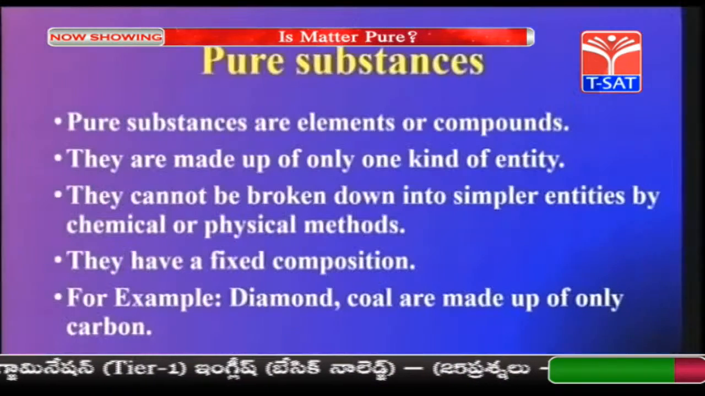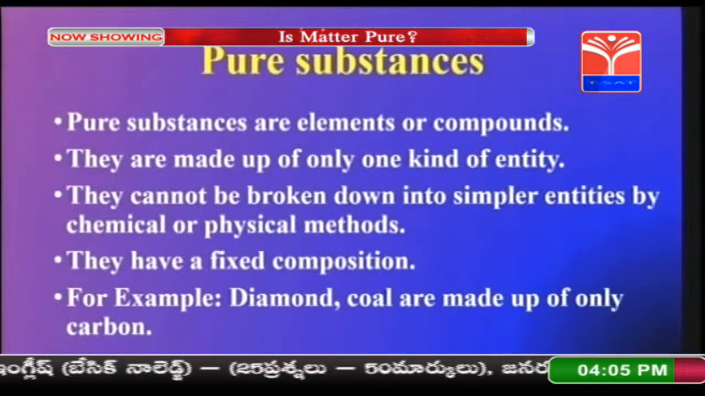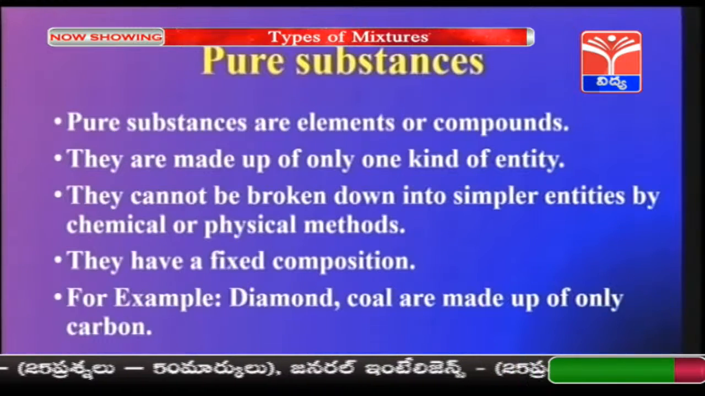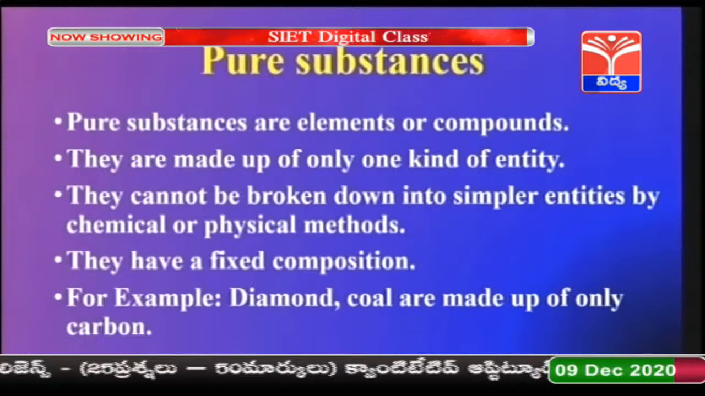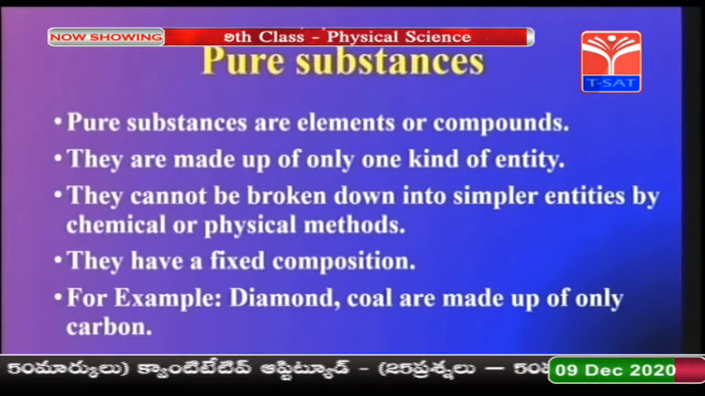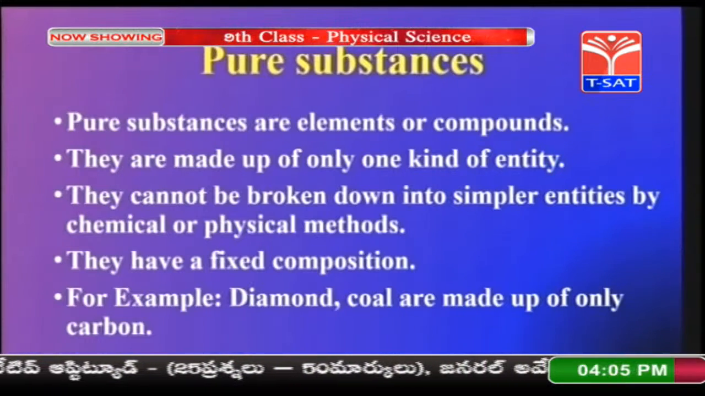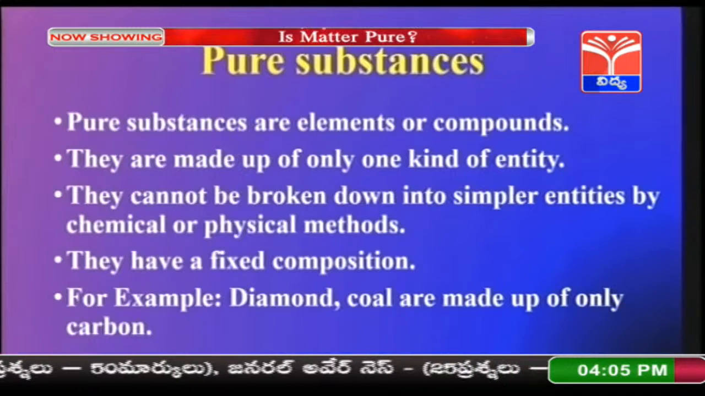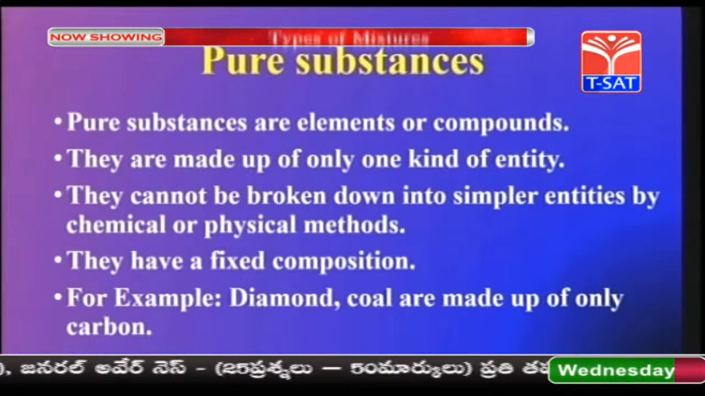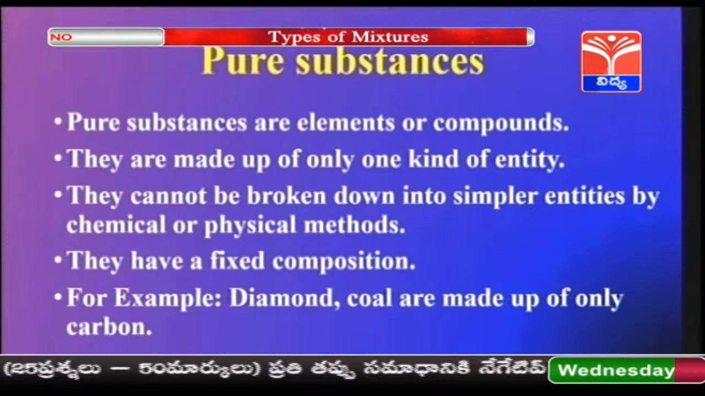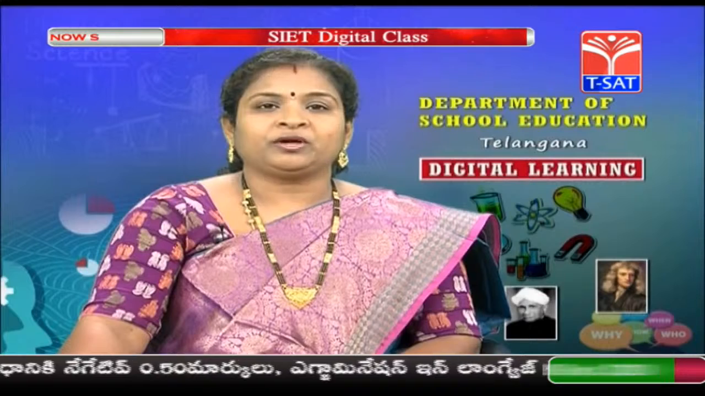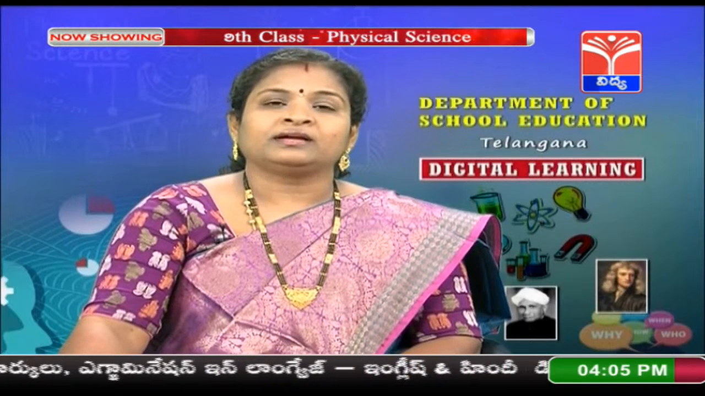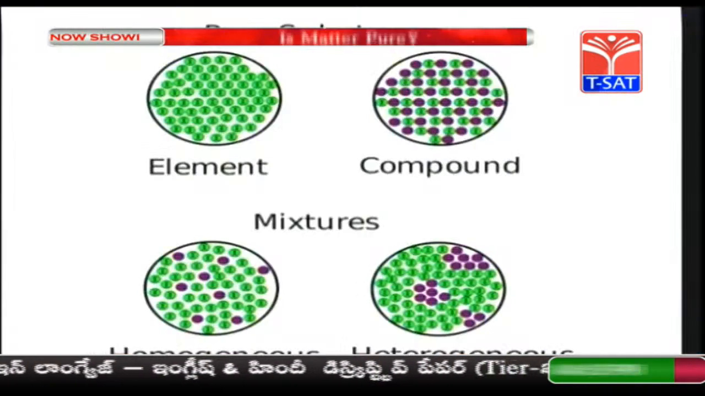So what are pure substances? Let us define it. They can be elemental form or compound form. They are made up of only one kind of entity. They further cannot be broken down into simpler entities by any kind of physical or chemical methods. They have a particular fixed composition. We have seen some examples, diamond and coal. So pure substances are existing in the form of elements and compounds.